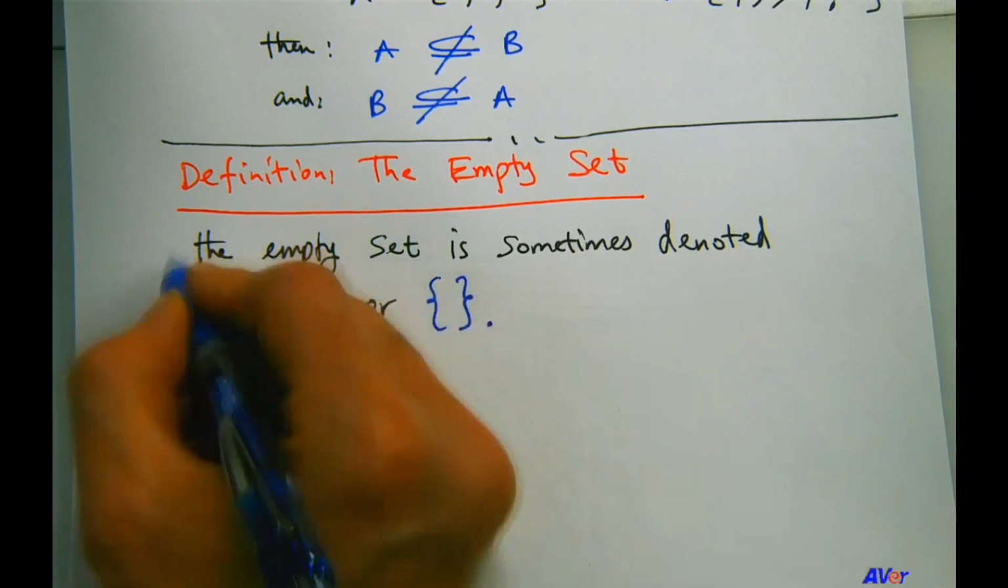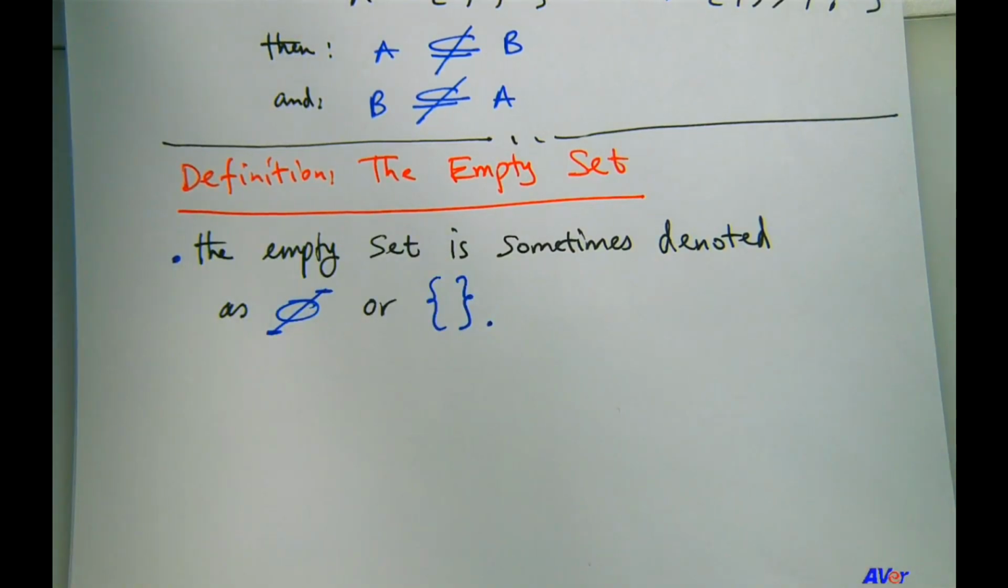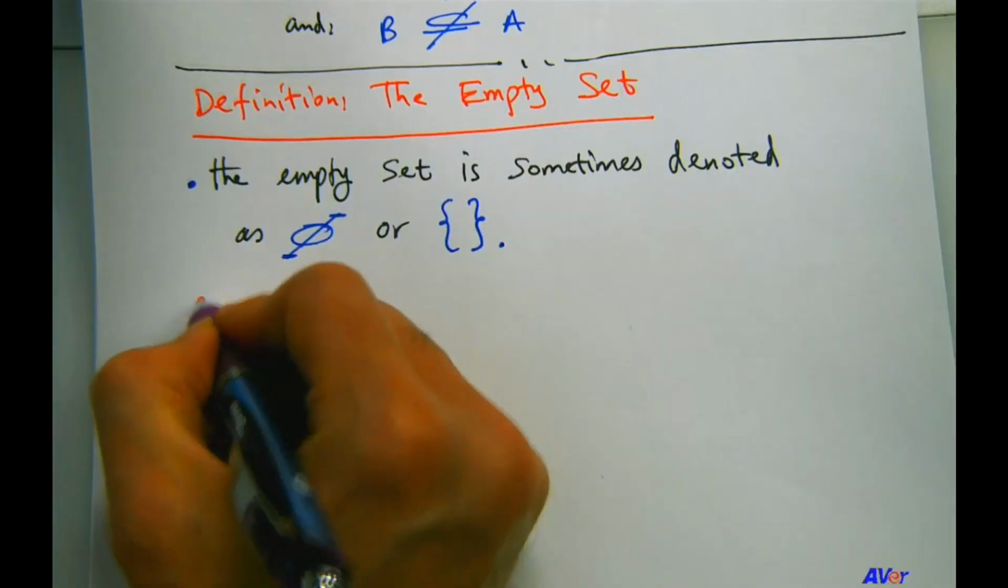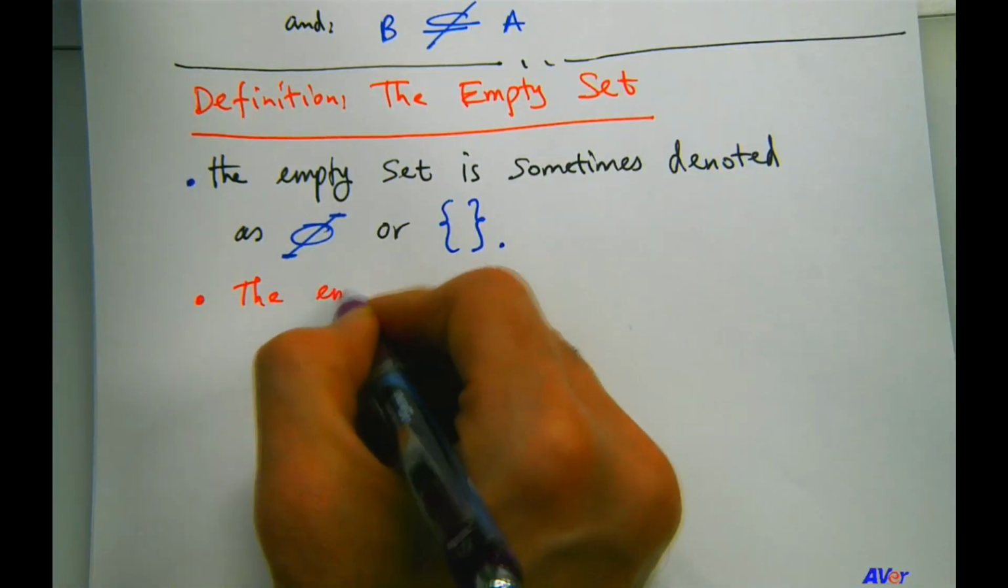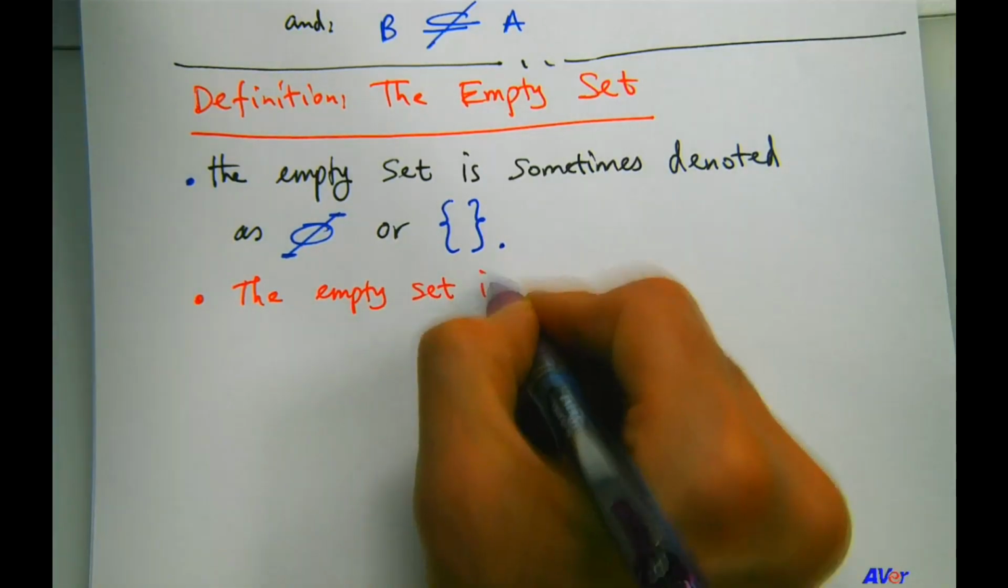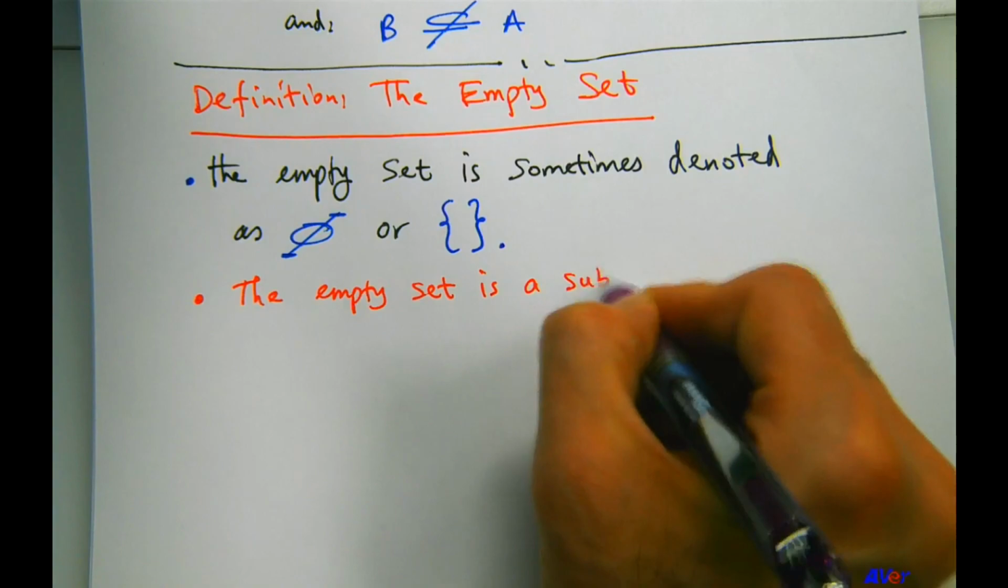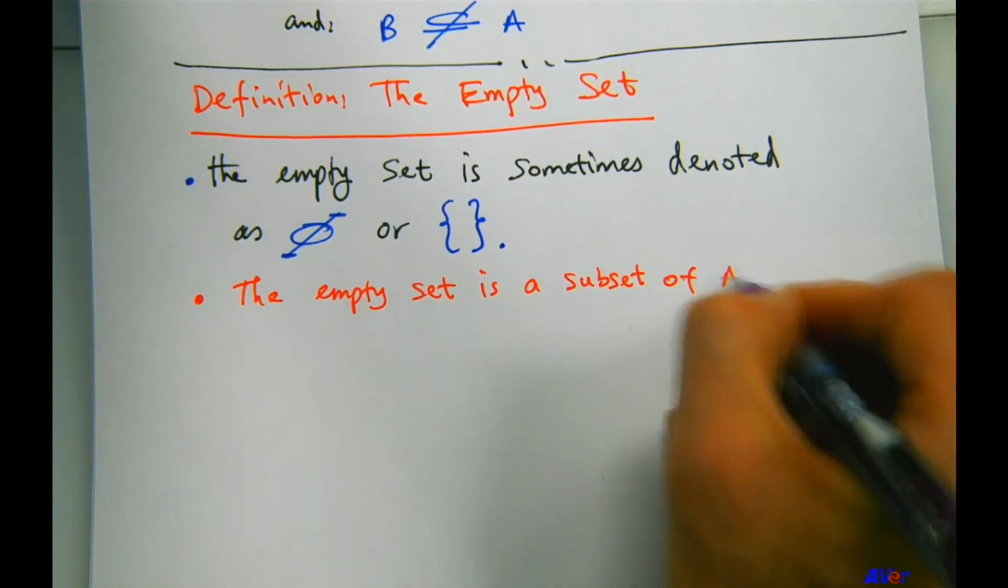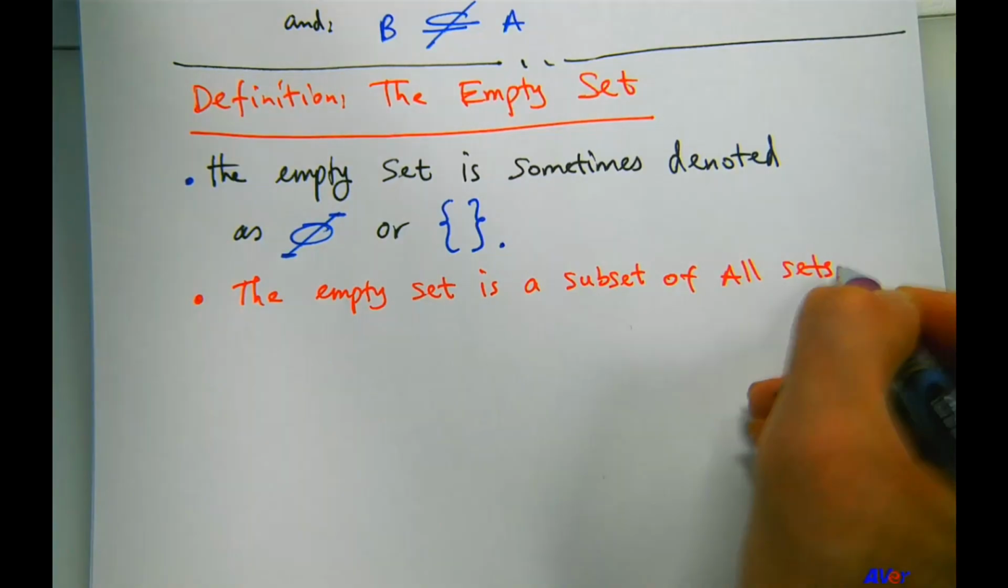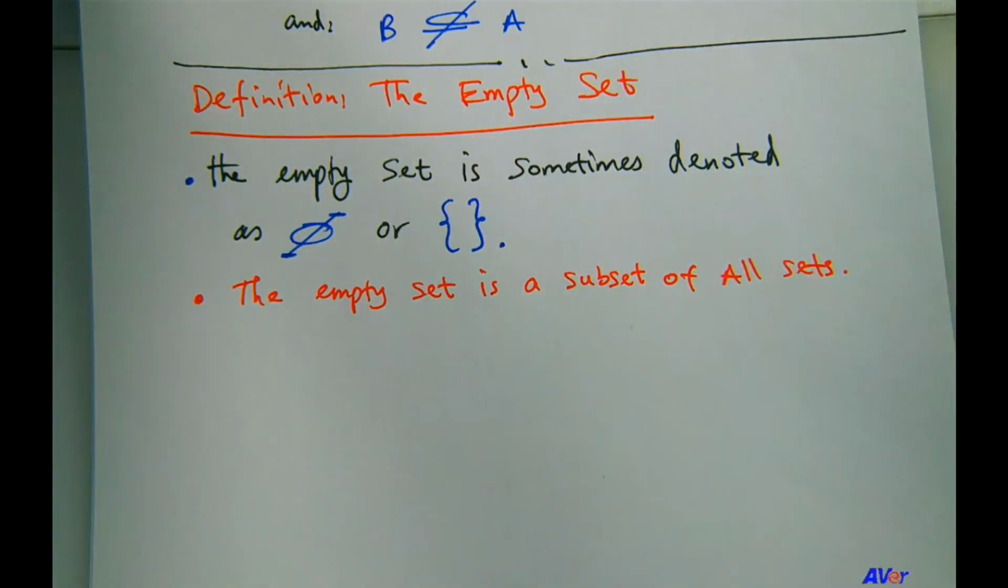The other thing that you should know about the empty set, and I will write this in red because it's very important: the empty set is a subset of all sets. So no matter what kind of set you create, the empty set is always a subset of that set. Always. There is no set that you can create where the empty set is not a subset of that. The empty set is always a subset of all sets.